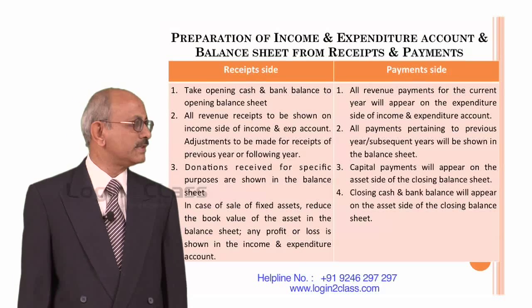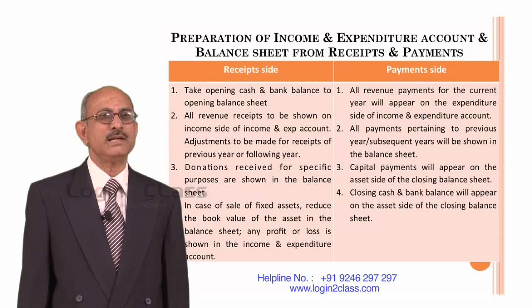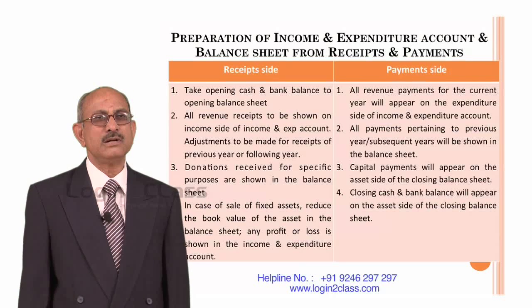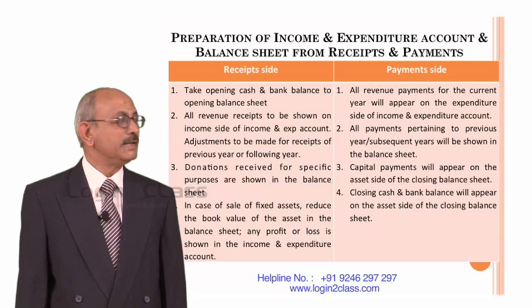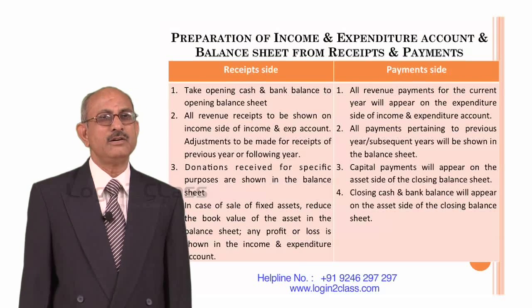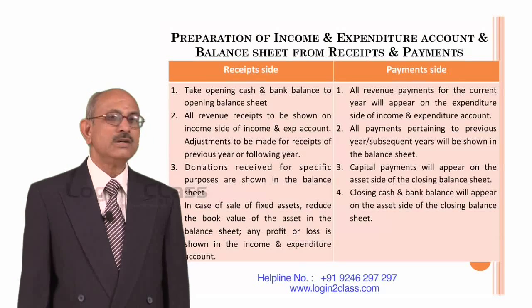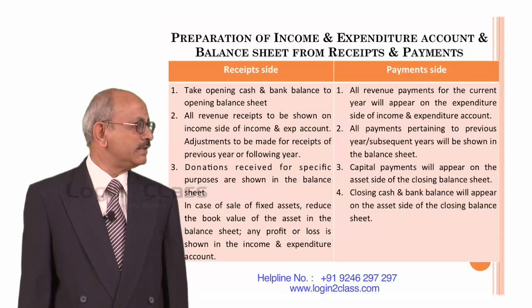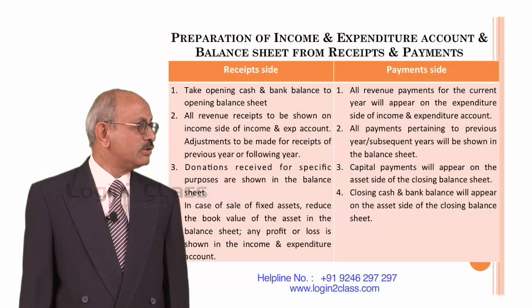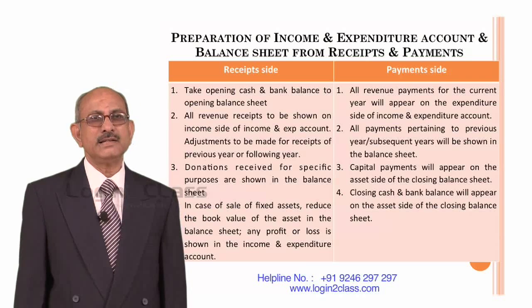Whatever revenue receipts are there which are reflected on the receipt side, only those will go to the income side of the income and expenditure account. That means if there are capital receipts, though they are shown on the receipt side, they will not go to the income and expenditure account, because in the income and expenditure account only revenue receipts need to be taken into account, and that too receipts only for the current year need to be taken.